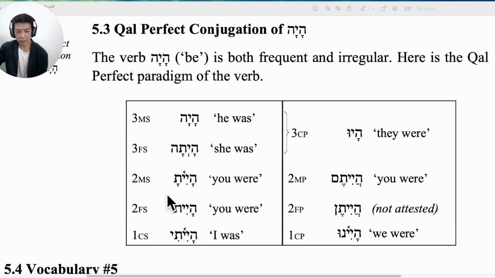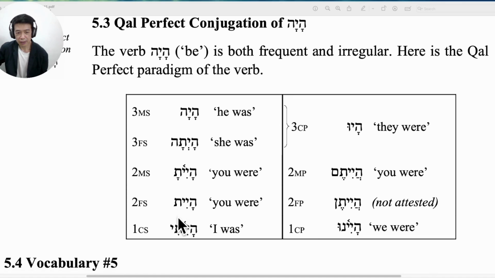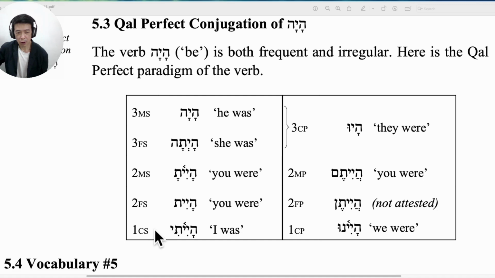For the second person feminine singular, you were, it becomes hayit. For the first person common singular, I was, if you attach the characters tav with a yod at the end of hayah, the hey will transform into the yod and it becomes hayiti.